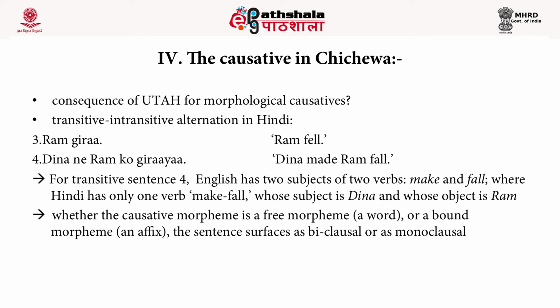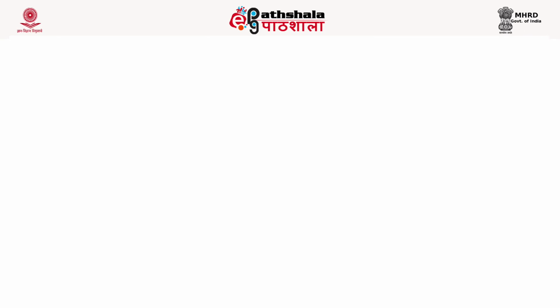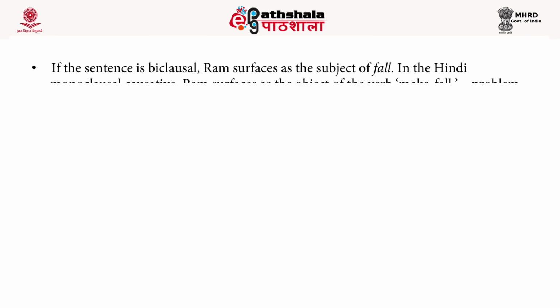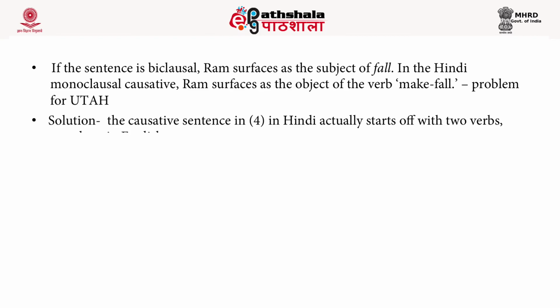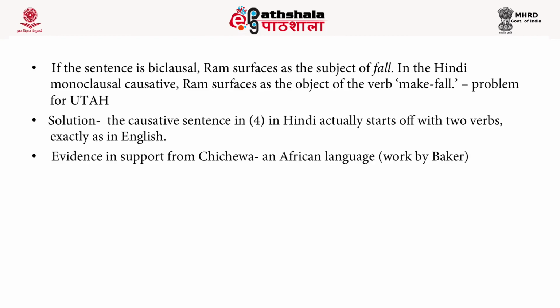For the transitive sentence in 4, English has two subjects of the two verbs, make and fall, whereas Hindi has only one verb, make fall, whose subject is Dina and whose object is Ram. Whether the causative morpheme is a free morpheme, a word, or a bound morpheme, an affix, the sentence surfaces as biclausal or monoclausal. If the sentence is biclausal, Ram surfaces as the subject of fall. In the Hindi monoclausal causative, Ram surfaces as the object of the verb make fall.